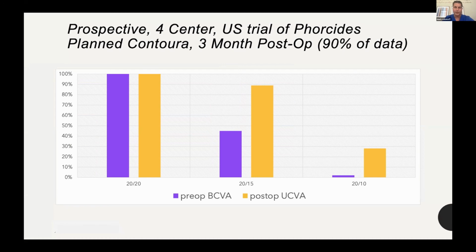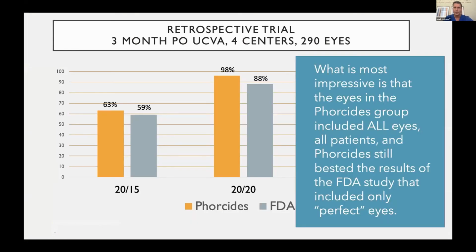People said, well, that's great, but this is only looking at about 300 plus eyes. Dr. Tom Tooma on the West Coast has just produced data looking at over 2,000 eyes. He has, at 3 months post-op, 100% of the eyes seeing 20/25 or better, and 99.7% at 20/20 or better. So a much larger cohort.